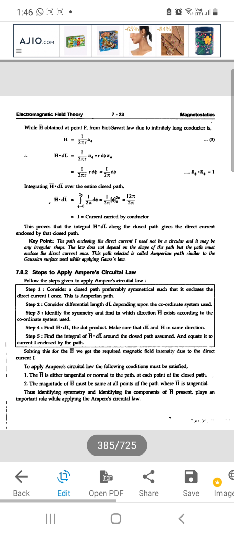Now, if you find H, what is our next step? You have to take H dot dl. So, our step 4 is to find H dot dl, that is the dot product, and make sure that dl and H are in the same direction.